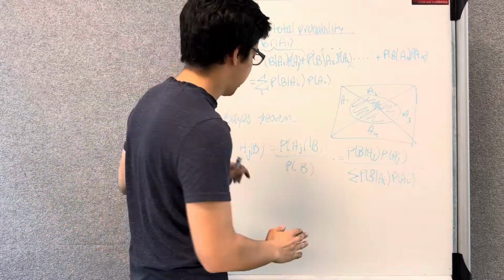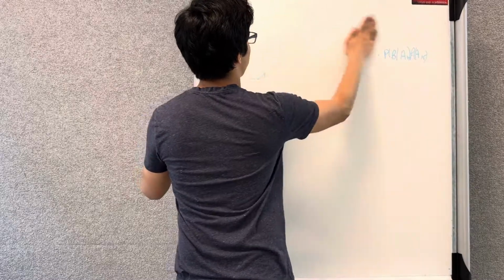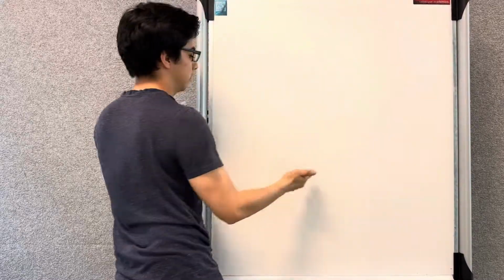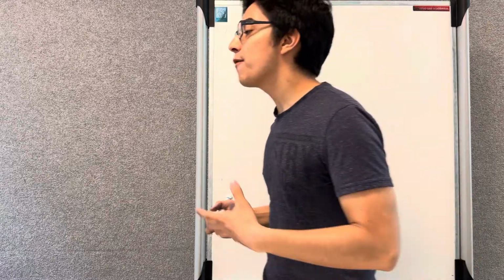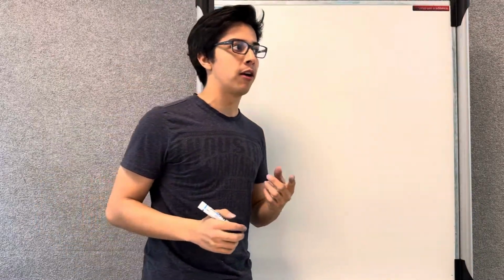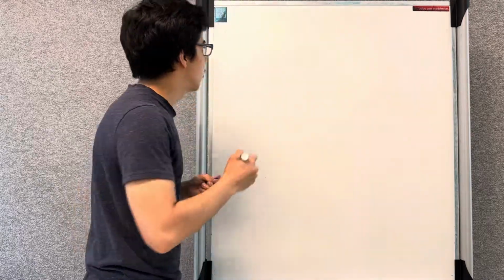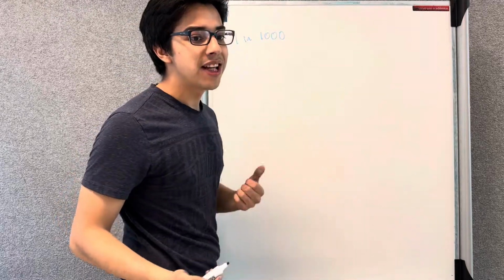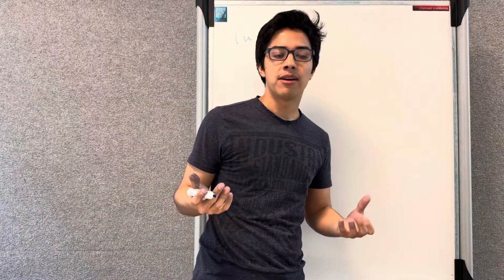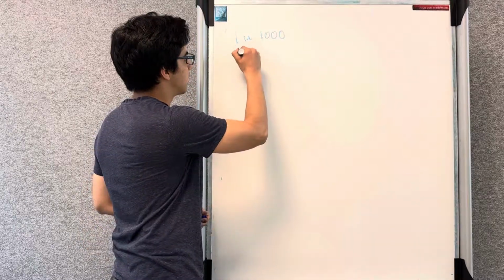So let's see an easy example, so you can check how this is done. So this is a test. Imagine there is a disease that only one person in 1,000 has. So 1 in 1,000. Now there is a test to know if you have it or not.